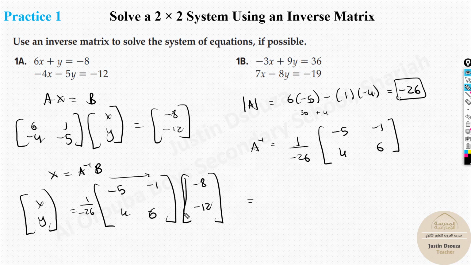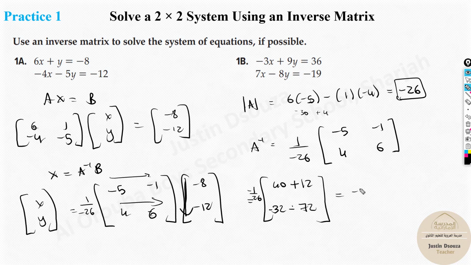Now here the multiplication of the matrix would be negative 5 times negative 8, it'll be positive 40. Minus and minus becomes plus, so it's plus 12 here. And I forgot to write 1 by minus 26. This is always there, okay? Now what about the next one? It is 4 times negative 8, that's negative 32. See, the sign is minus 32, plus, sorry, again it's minus 12 times 6 is negative 72, so minus 32 minus 72 gives negative 104.